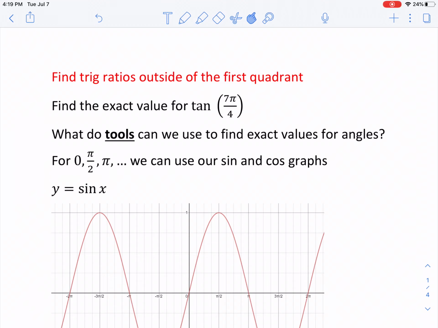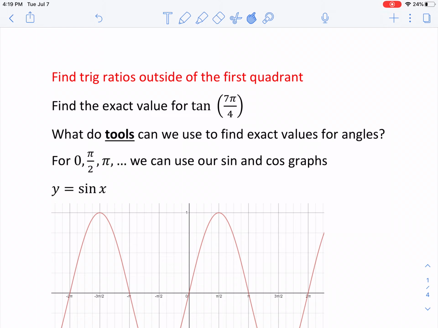When you're finding trig ratios outside of first quadrant angles, it's a little bit more complicated because you have to use the tools that you have for finding angles less than pi by 2 in the first quadrant, and you also have to use the CAST rule. So it's kind of combining those two ideas. So first off, what tools can we use to find exact values for angles?